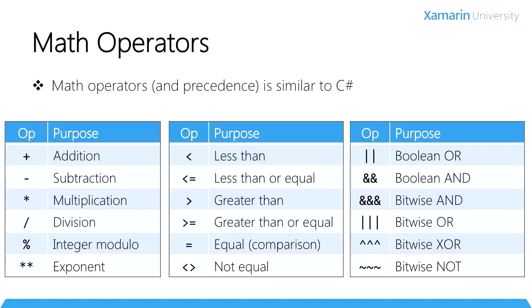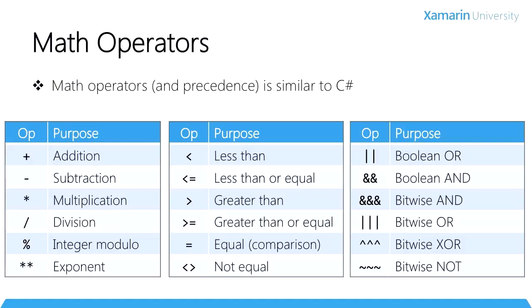But for comparison values, we actually use a single equal sign rather than the double equal that you'd be used to in C#. Likewise, for not equals, we'll actually use a less than followed by a greater than sign. We still have the Boolean or and and, with the double pipe or the double ampersand.